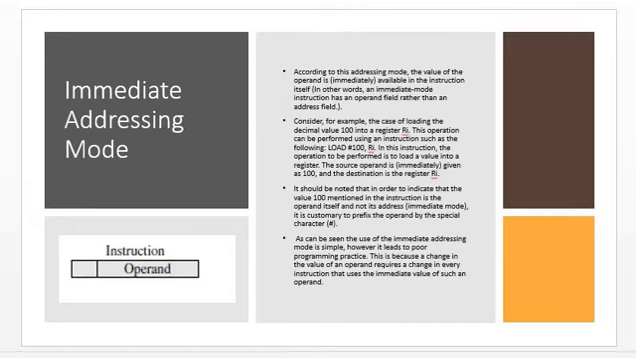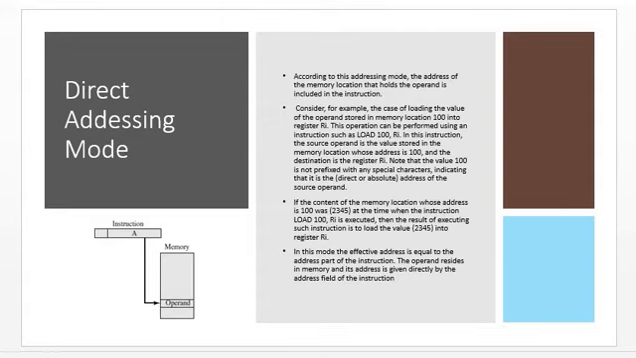So in direct addressing mode, the address of the memory location that holds the operand is contained in the instruction itself. As you can see here, the instruction is directly pointing to the operand that is supposed to be used.